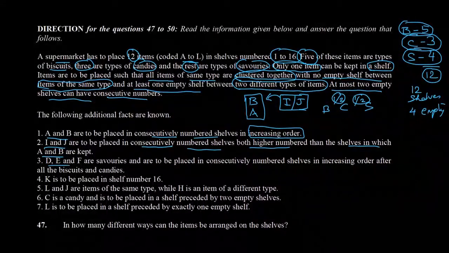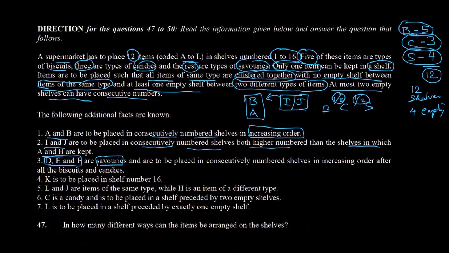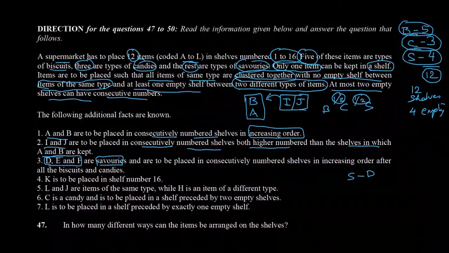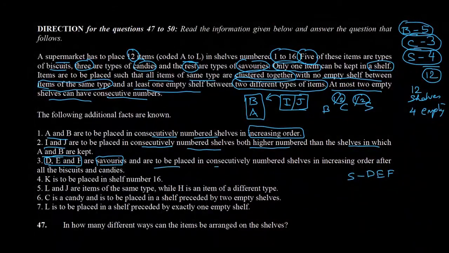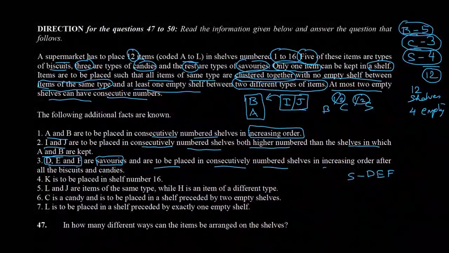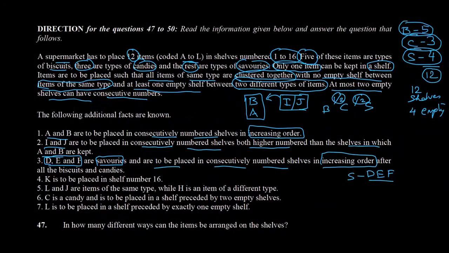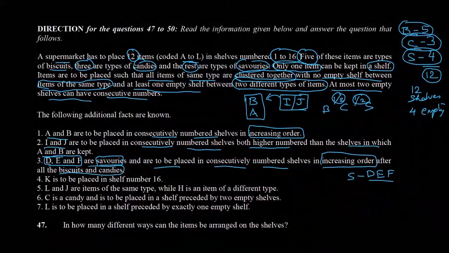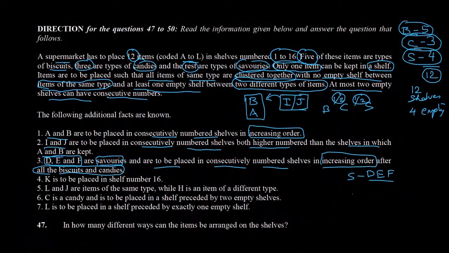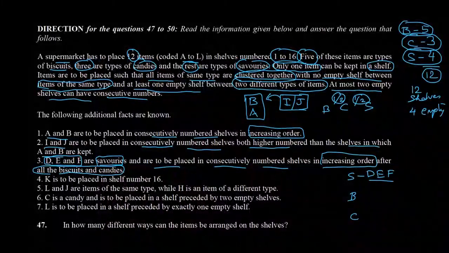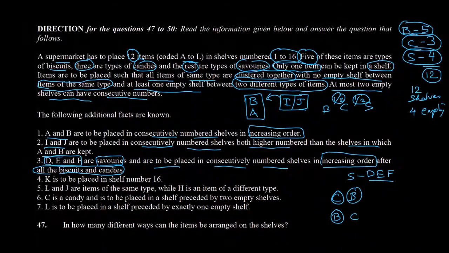Next it says D, E and F are savories. So out of the 4 savories, we get D, E and F as 3 of them, to be placed in consecutively numbered shelves in increasing order. So it will be placed in the same order D, E, F. After all the biscuits and candies are kept, the savories will be on top, and then we will have either biscuit or candies, or we can have candies or biscuit. So this could be one arrangement, this could be another arrangement.